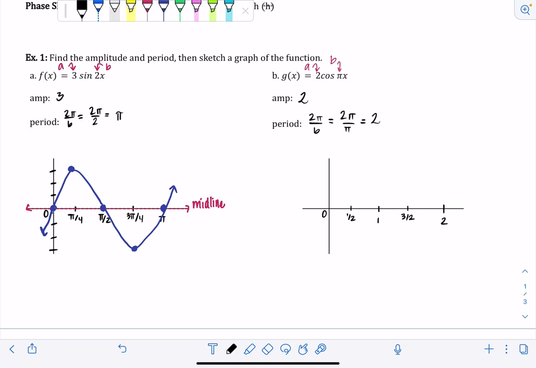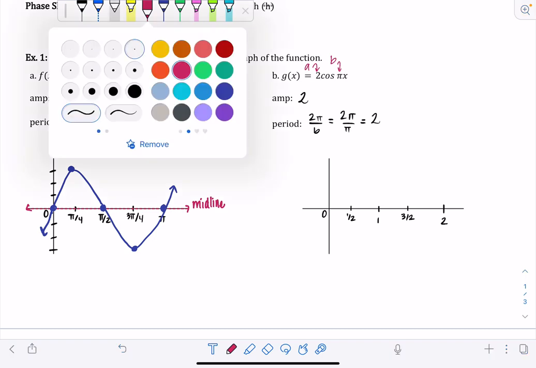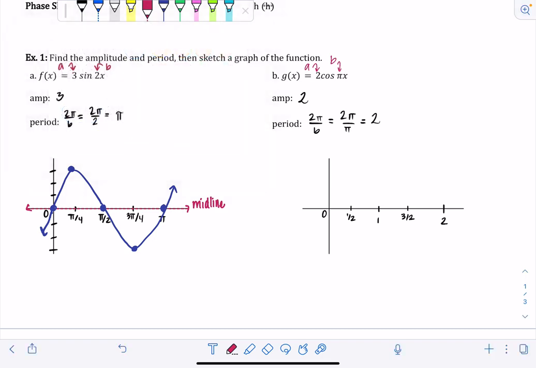Okay, and then I'm going to put the midline down. We don't have any vertical translations, so our midline is just at y equals 0. And then our amplitude is 2, so that's going to be the highest that we go above the midline. So for our y-axis, we need to scale by 2.